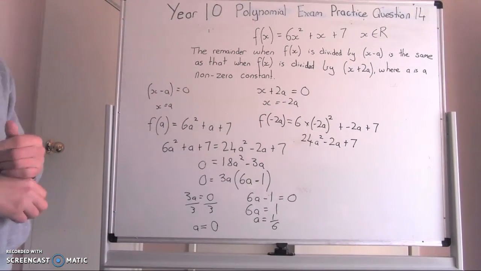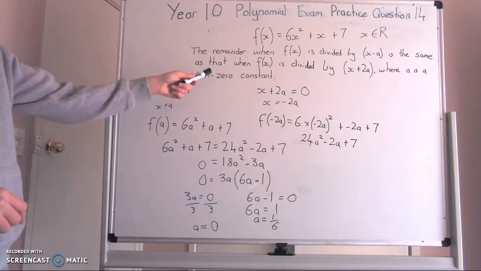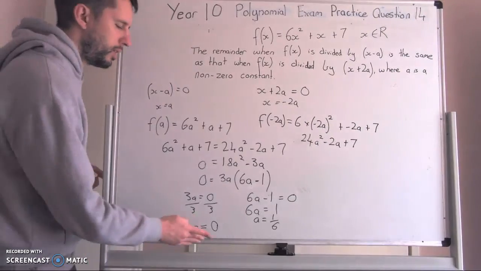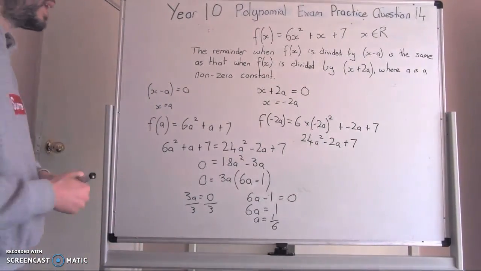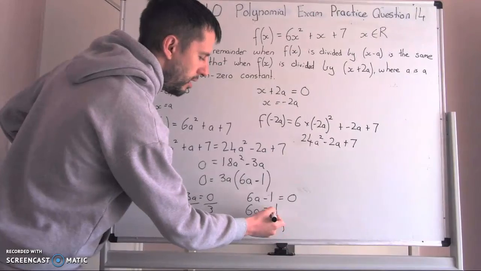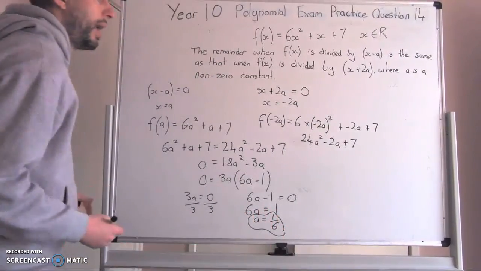If you look at the question, it says where a is a non-zero constant. So it can't be the answer a equals 0. So we are left with one answer, which is a is 1/6.